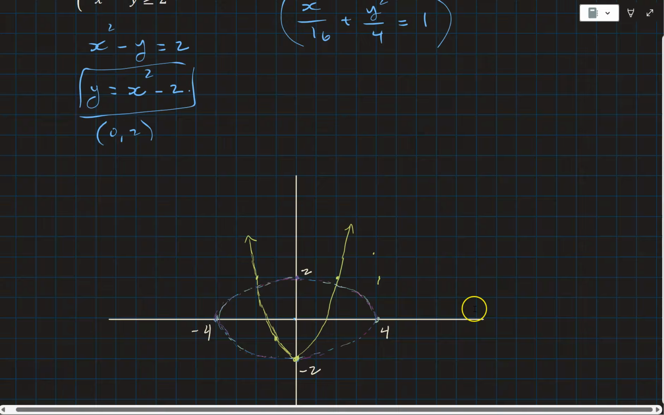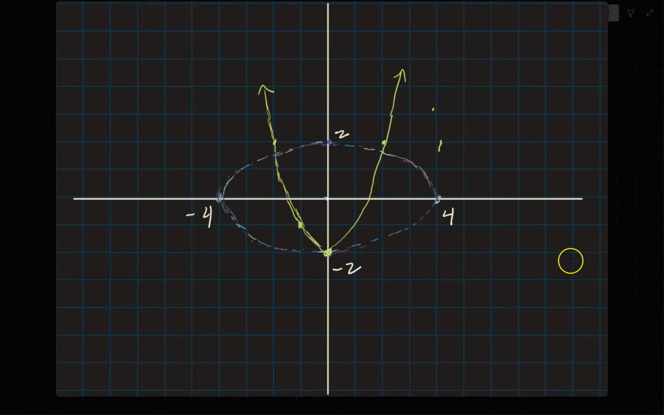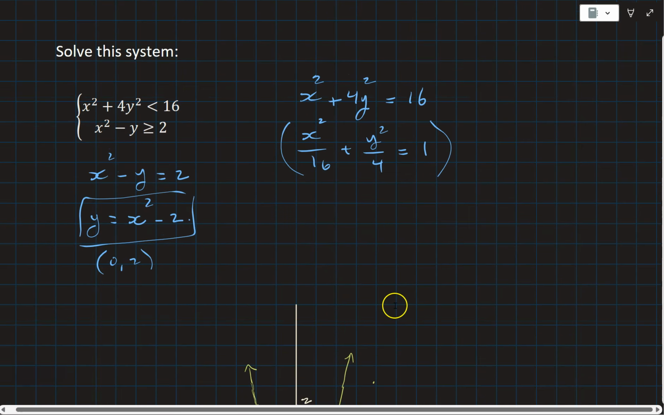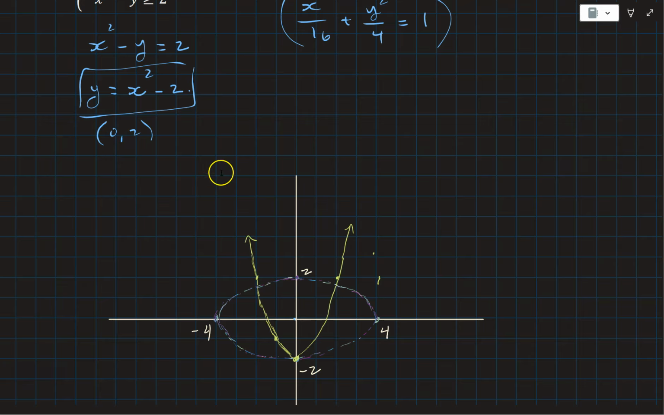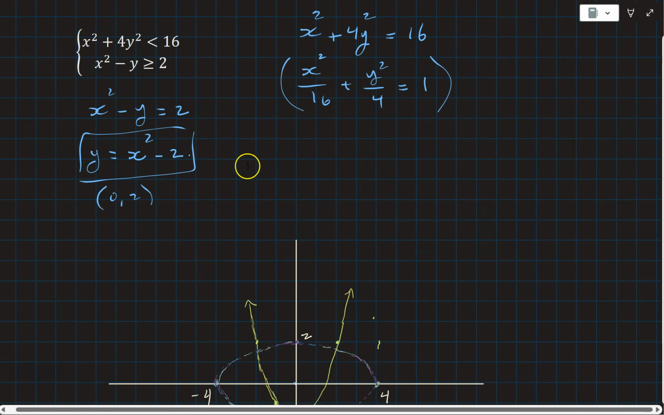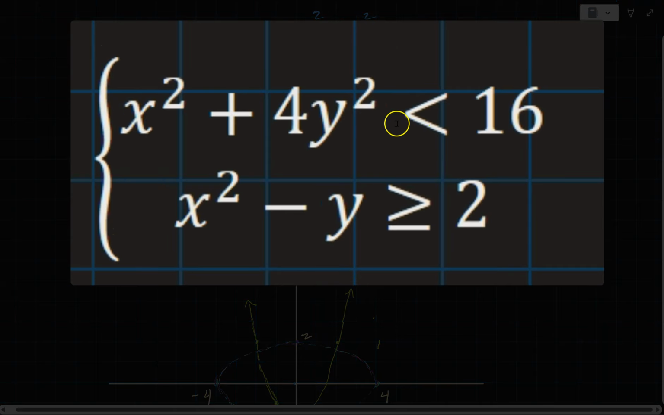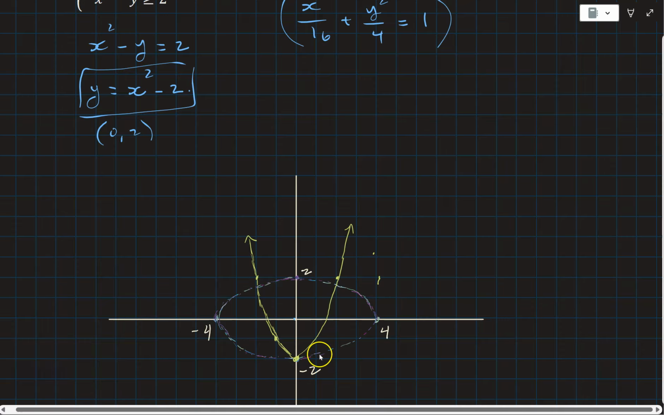When you graph this freestyle, this is what you're going to get. Obviously you can see the imperfection there, but that's okay. We're not using technology. This is freestyle. I'm using all the information that I had for the ellipse and the parabola, and then I graphed it. Now that I've graphed it, I noticed that the ellipse has dotted boundary lines because of its less than 16, but the parabola is actually a solid line.